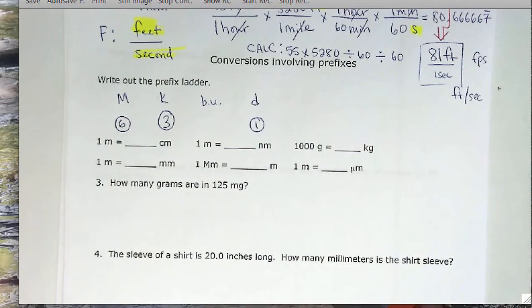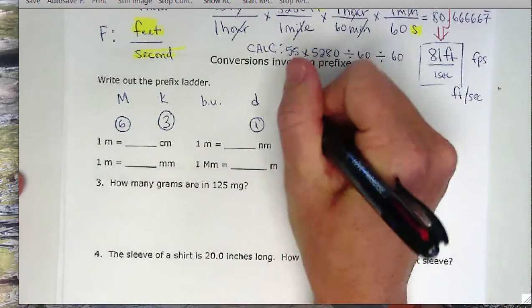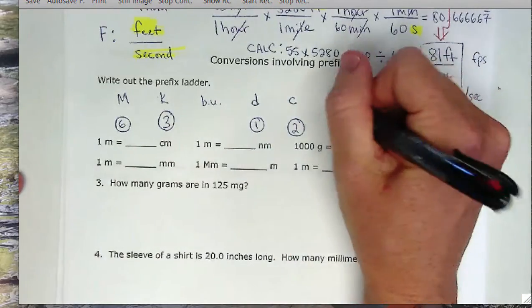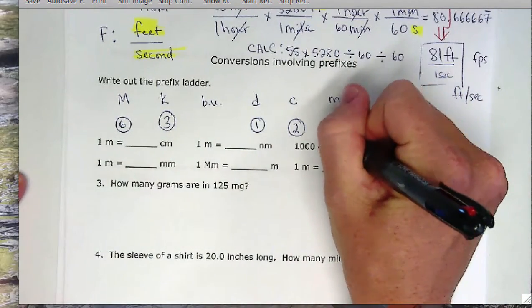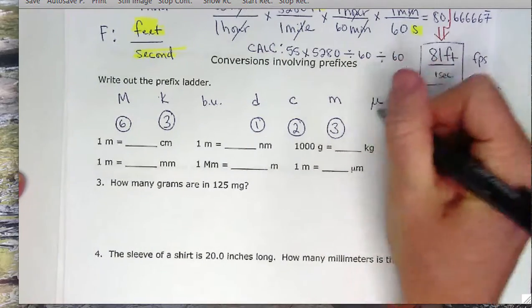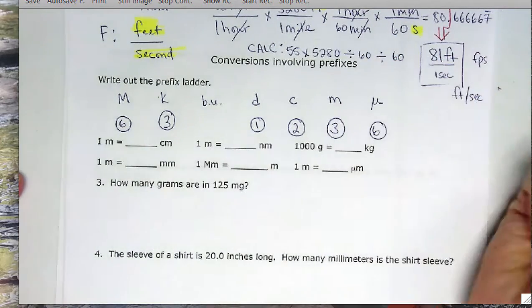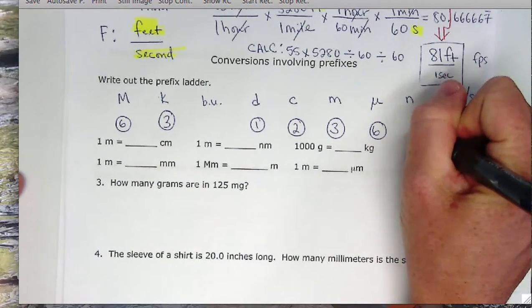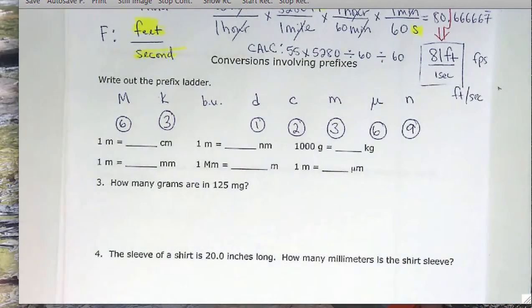What's after deci? Centi is 2. Milli is 3. Micro is 6. Nano, 9. Good. Okay. So we can use this prefix ladder to generate conversion factors so that you can have a nice block to put, like 1 kilogram is 1,000 grams. So you can have that in your pocket as a tool.